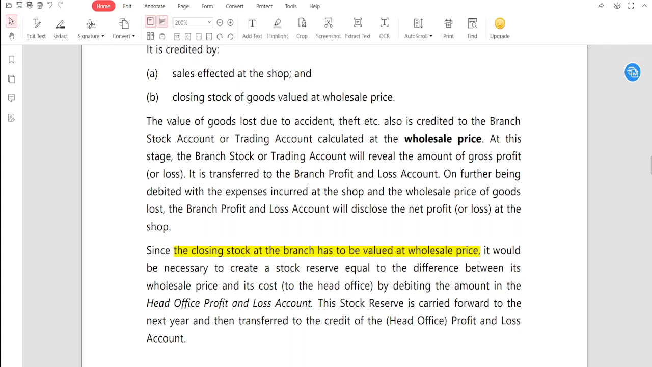So it means when we plot the closing stock value in the branch stock account, it should be shown at the wholesale price. It means inclusion of the profit, and the profit should be unloaded at the stock reserve account. That is what they say. It would be necessary to create a stock reserve equal to the difference between its wholesale price and its cost to the HO by debiting the amount in the head of his profit and loss account. This stock reserve is carried forward to the next year and then transferred to the credit of the profit and loss account. That is the fundamental. So this is how we can calculate and understand the accounts.